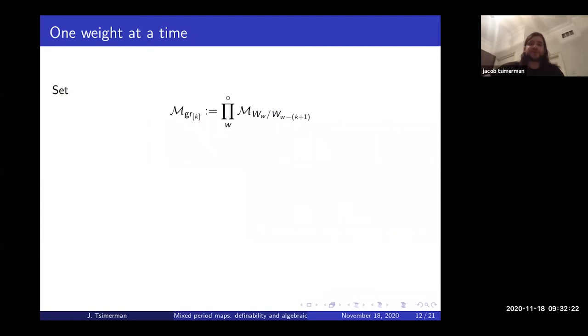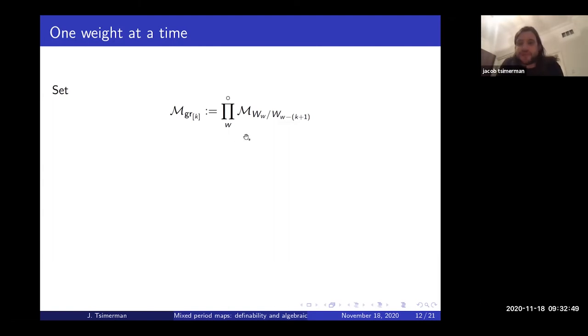So to do this, we're going to have a bunch of these intermediate steps. We're going to work one weight at a time. So we're going to set M sub-graded with this bracket K to mean the following. If K is zero, this is just the graded, where we remember just the graded pieces. And for other values of K, we're going to remember the extension data, but only up to level K extensions.